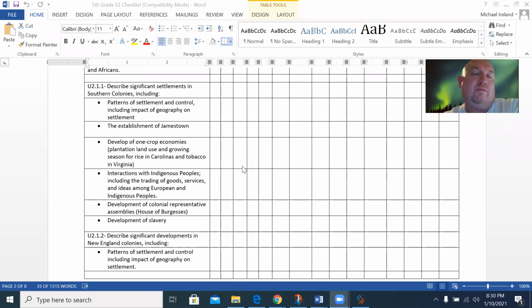So we begin with wondering about significant settlements in the southern colonies, patterns of settlement and control, establishment of Jamestown. So the southern colonies are going to be settled pretty quickly. 1607, Jamestown is founded. The warmer climate is going to be an appeal to it. The geography is it's flat, and there's a lot of forests. So lumbering is going to be good at the beginning, but it'll quickly go into cash crops.